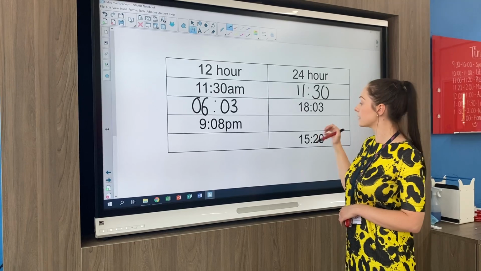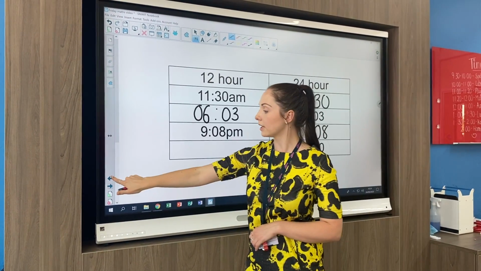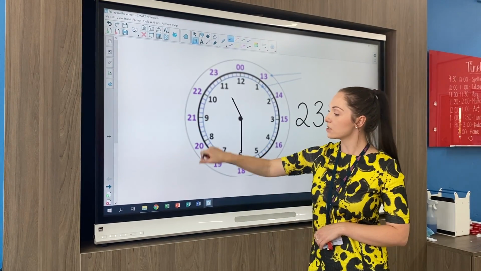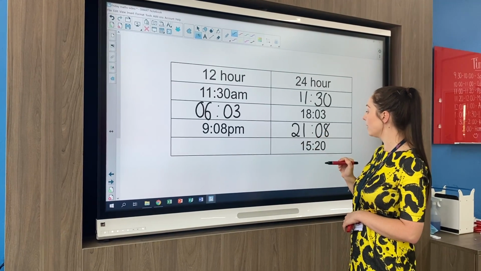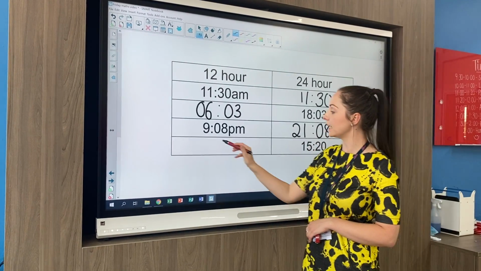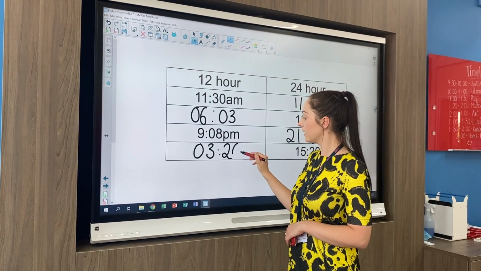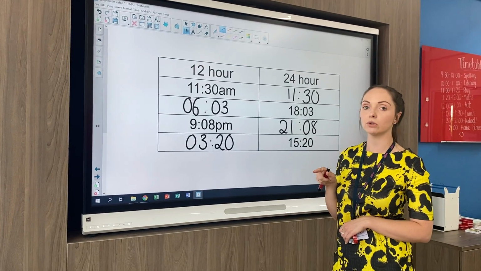Then 9:08, again, I know my minutes aren't going to change. Let's flick back. So 9 o'clock round here is 21. Okay, so it'll be 21:08. And then 15:20. I know 15 is 3:20. And my minutes haven't changed again. Okay, so use that clock if you're not sure.